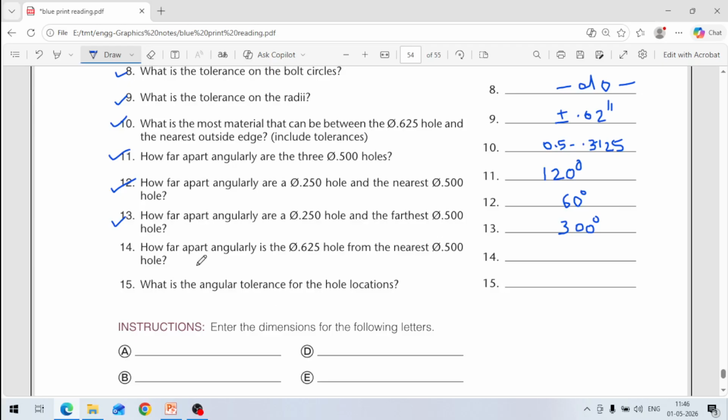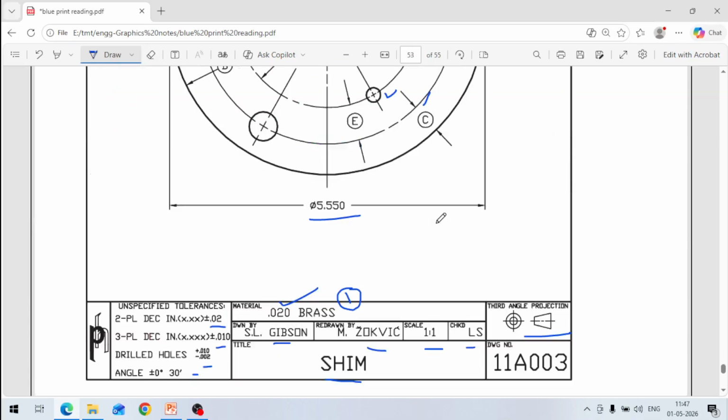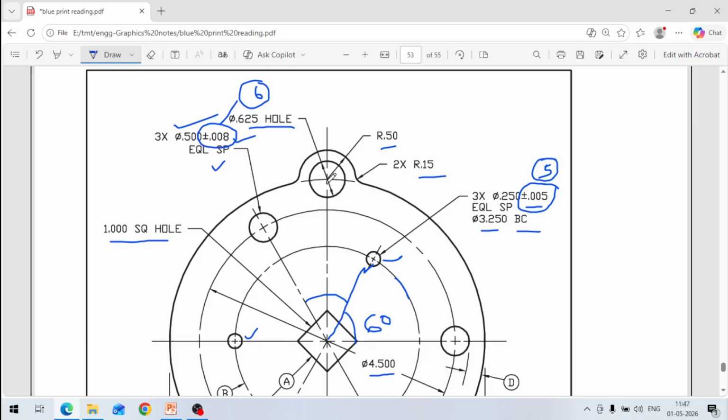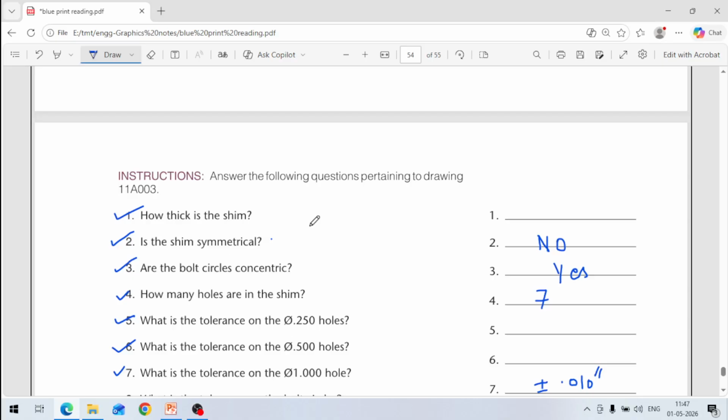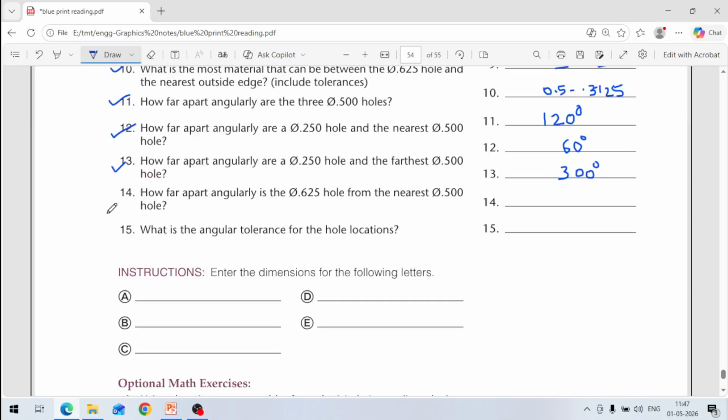For 14, how far apart angularly is the 0.625 hole from the nearest 0.5 hole? From this nearest 0.5 hole, this angle is only 30 degrees here, on the vertical line. So how much is it? 30 degrees.